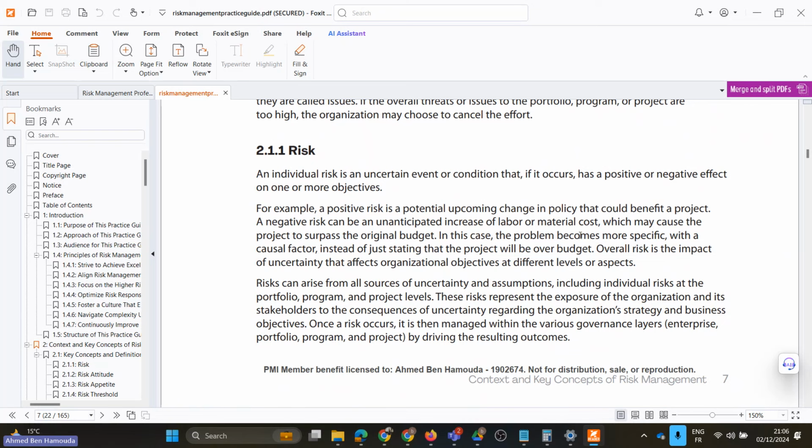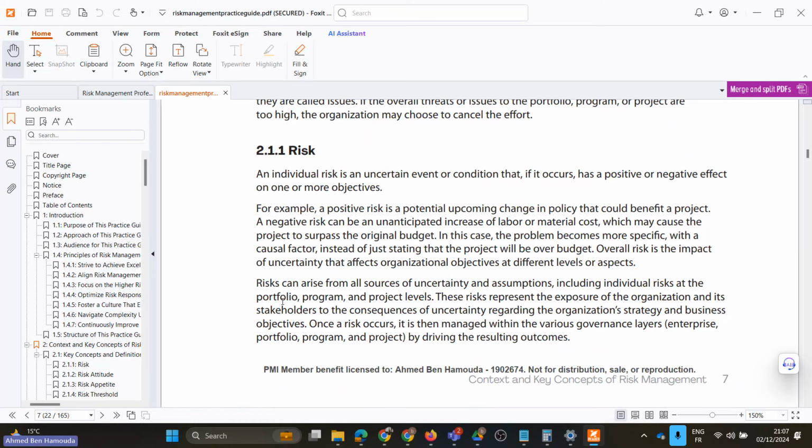So in this case, the problem becomes more specific with a causal factor instead of just stating that the project will be over budget. And here we are depicting this with various scenarios and questions, very similar to the ones you might get on the RMP exam. Okay, so an overall risk is the impact of uncertainty that affects organizational objectives at different levels or aspects.